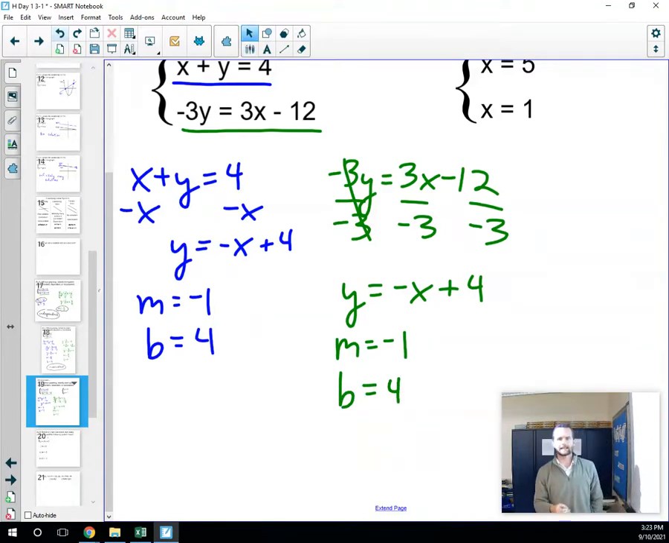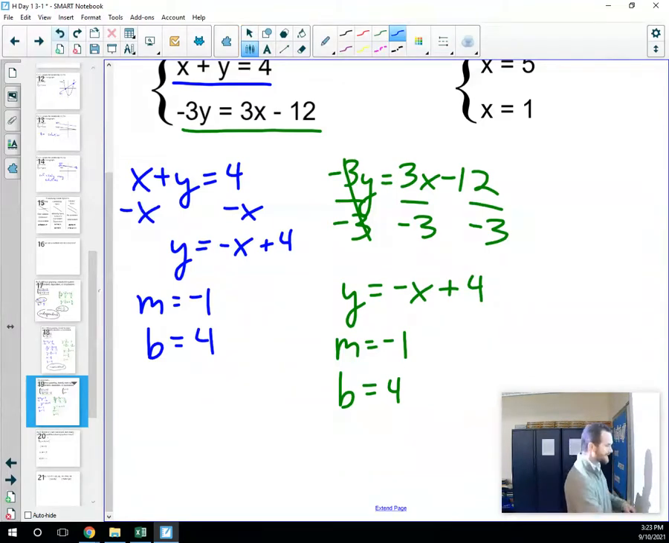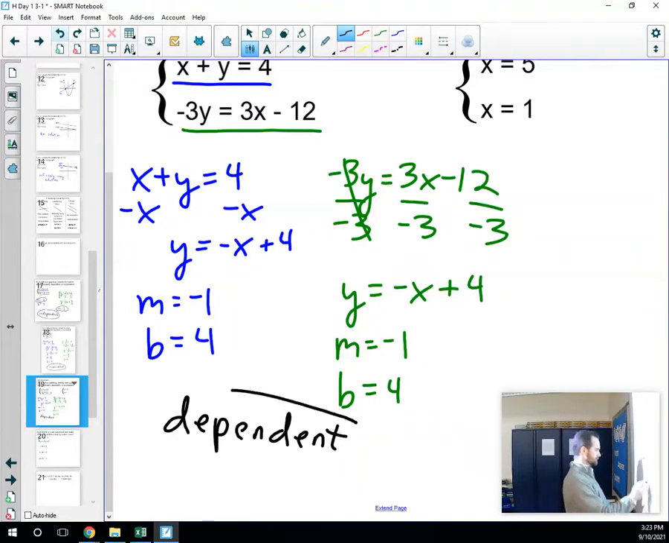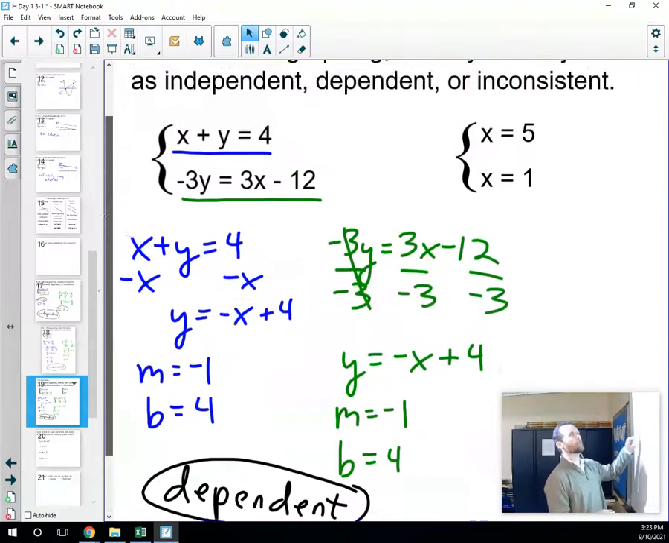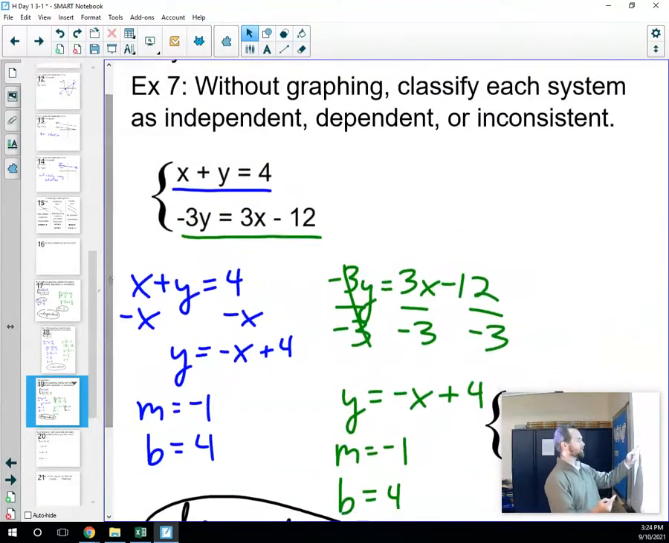We've got the exact same slope and the exact same y-intercept, which essentially means these are the exact same thing, which means this is a dependent system. This system is dependent. 2 coinciding lines. Which means there's infinitely many solutions. Let me go back up and drag this one down so we have a little bit more space to work.